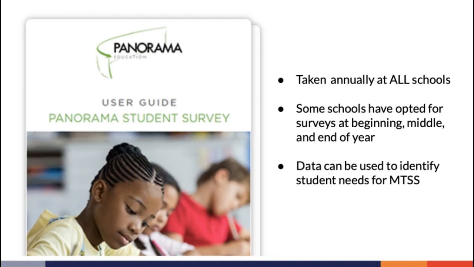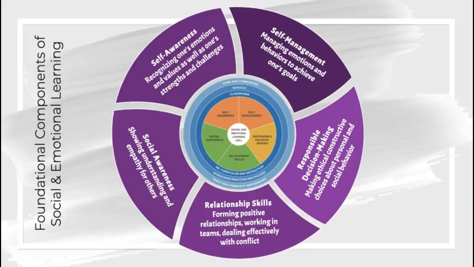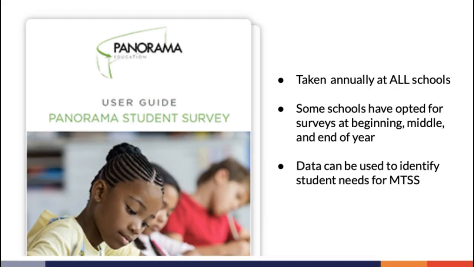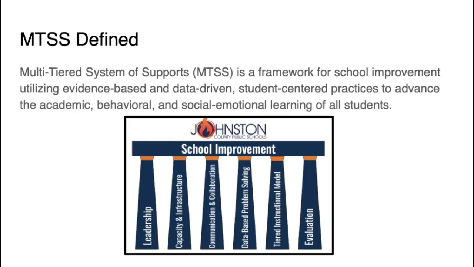In Johnston County Public Schools, we use Panorama survey data for our students to give feedback on how they feel they are able to master social and emotional learning skills, such as those that we just saw in the basic 5 components previously. We take the survey at the end of every year, starting at the end of the 2018-19 school year, and some schools are opting to take this at the beginning and middle of year as well, because what we're doing with this data is allowing it to drive the multi-tiered systems of support that we're giving to students for social and emotional learning.